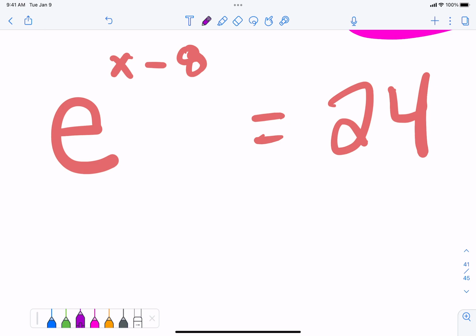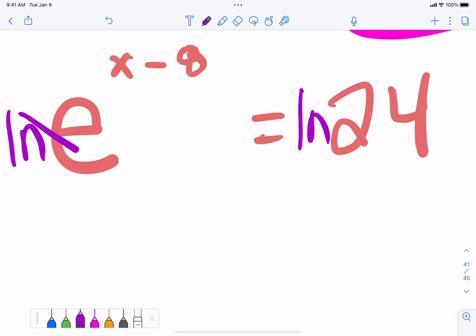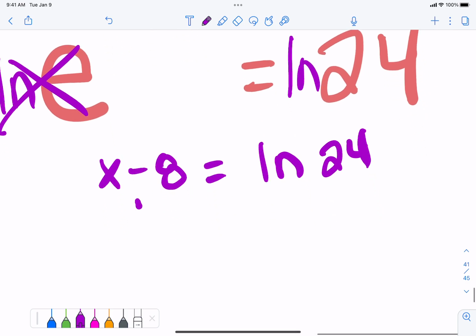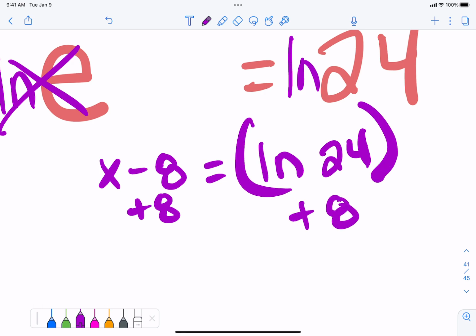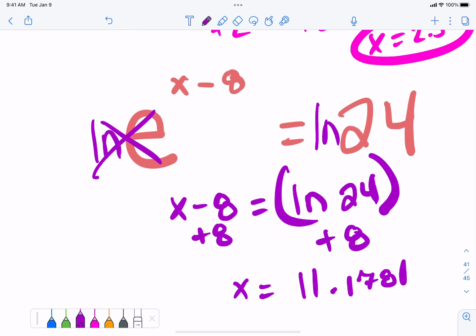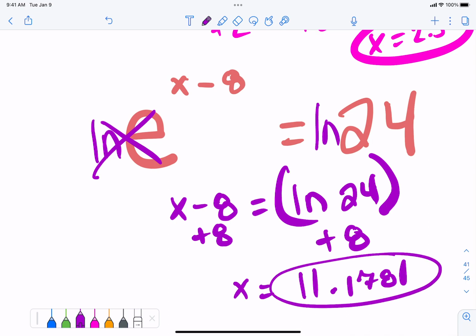All right, now you have to change up your game plan here a little bit because you can't use log. You have to use ln because ln and e cancel, right? x minus 8 equals ln of 24. Then you're going to add the 8. So figure out what ln of 24 is first and then add 8 to that. 3.1 and then add 8: 11.1781. There you go. All right, good.